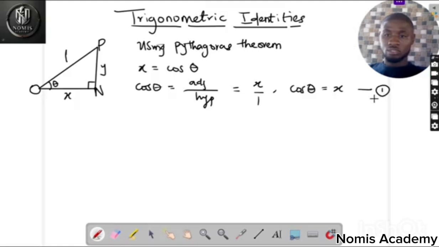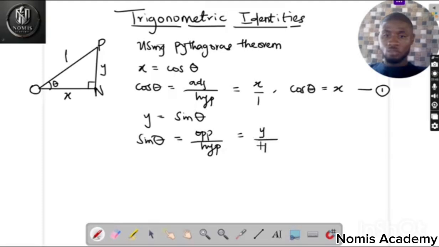Using the same Pythagoras theorem, we can tell that y is equal to sine theta. How? Remember that sine theta is equal to opposite over hypotenuse. So since the opposite here is y, over the hypotenuse here, which is 1, then y over 1 is still y. Therefore, sine theta is equal to y. Let's take that as equation 2.